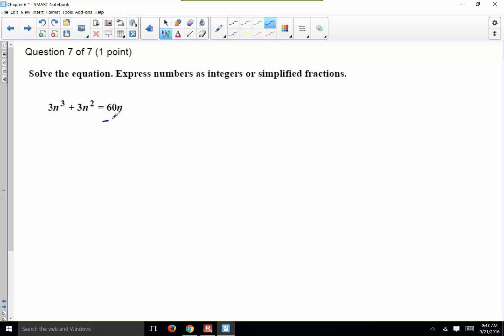So we need to get this minus 60n on the right side. It makes 0 when you cancel them. And this minus 60n shows up on the left side. Set it into 0. Alright, I'm stuck.